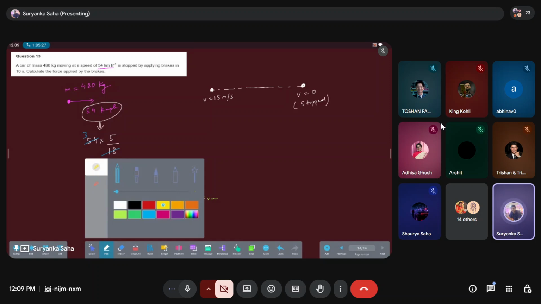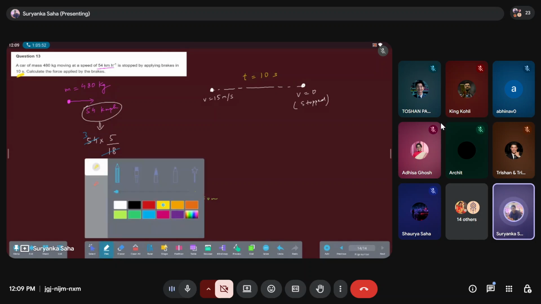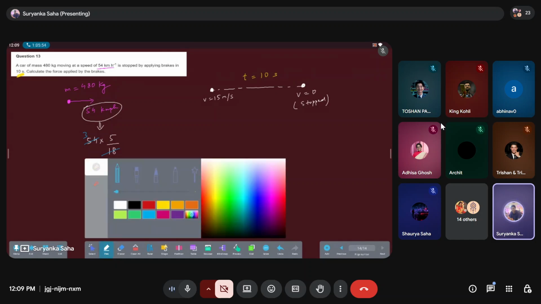Now force applied. So find the acceleration. Time is given, 10 seconds. So this time duration is also given, 10 seconds. Read the question. Time is given. Okay, see the time, 10 seconds over here. I have marked in the question 10 seconds. So acceleration is how much? But you don't have to find acceleration. Just use Newton's second law.